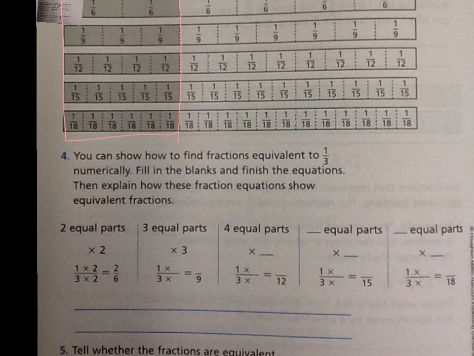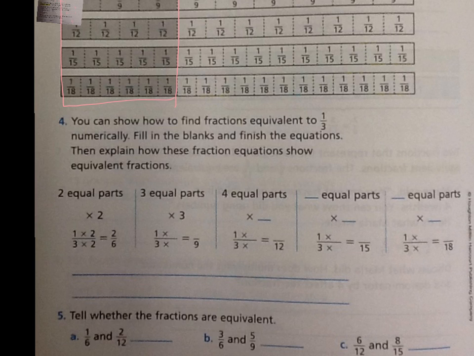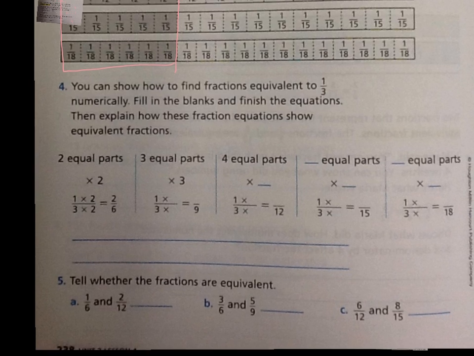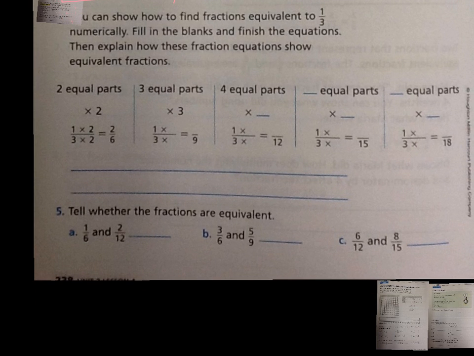So number 4 says you can show how to find fractions equivalent to 1/3 numerically. Fill in the blanks and finish the equations. Then explain how these fraction equations show equivalent fractions. The first one did it for you. It showed you 1/3 times 2 over 2, and then you could go 3 over 3 and 4 over 4 and 5 over 5 and 6 over 6. Really, you're multiplying it by 1 every time. This gives you 3/9. This gives you 4/12. This gives you 5/15. This gives you 6/18. So you multiply it by 4 equal parts, 5 equal parts, and 6 equal parts.